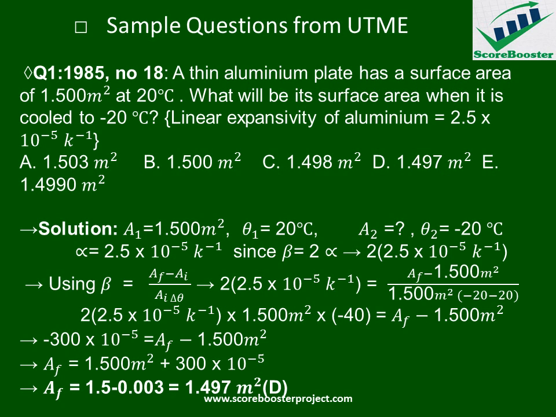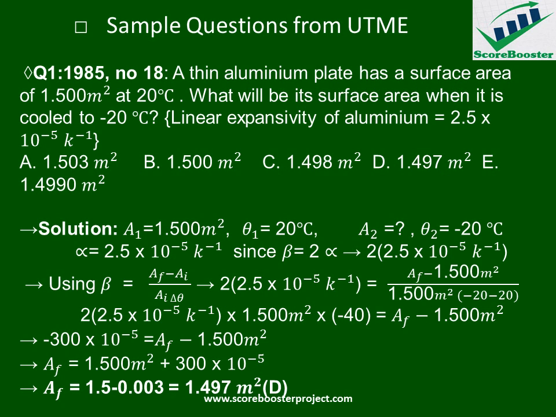1.500 meters square. Then we can transfer minus 1.5 to the other side to make AF the subject. If we do that, we get AF equals 1.500 meters square. The minus will now become plus when it goes to the other side. So AF equals 1.500 meters square plus minus 300 times 10 to the power minus 5.